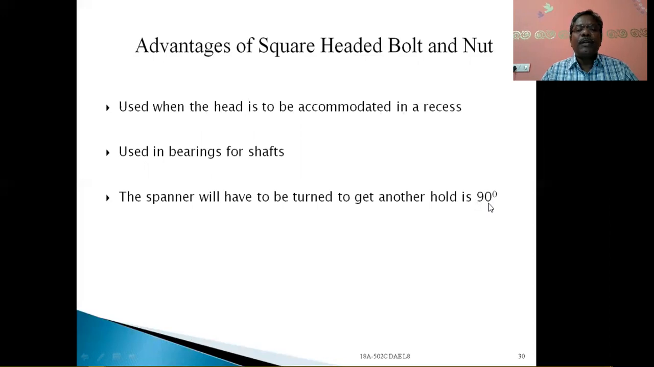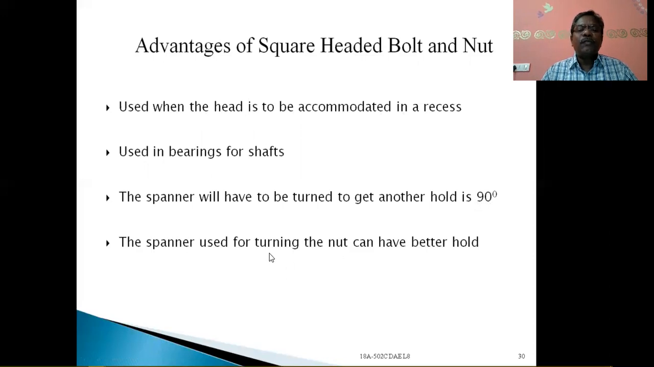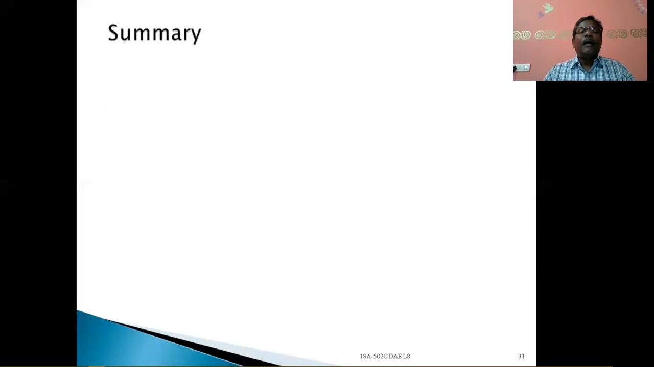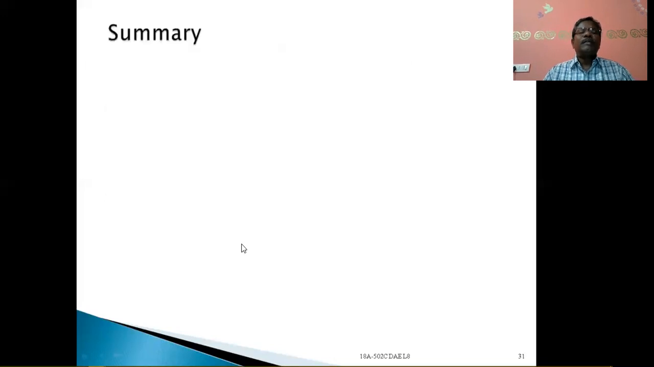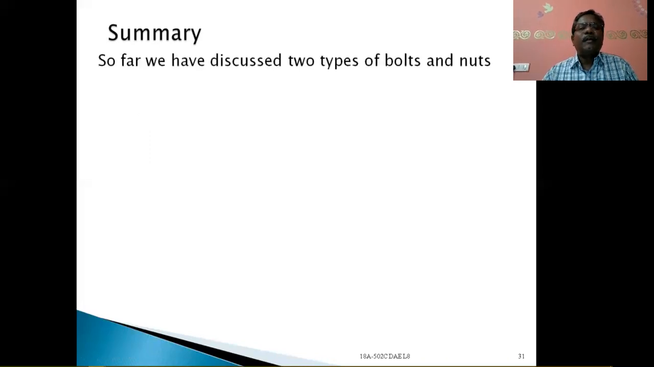These are some advantages. The spanner is used for turning, the nut can be better held. And a square shape will give the spanner a better holding, right? And these are the advantages of square-headed bolts and nut and the hexagon-headed bolts and nut. So let us see once again the summary of this lesson.